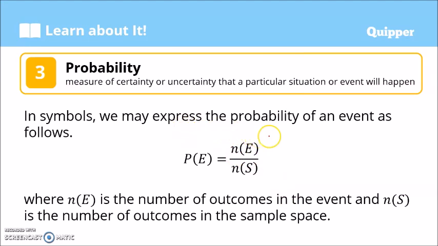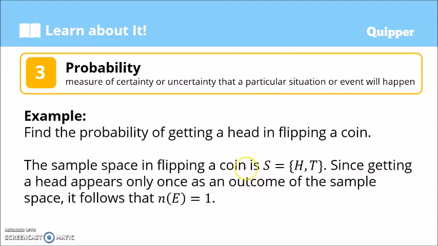In symbols, we may express the probability of an event as this one. So we have P of E equals N of E over N of S. Ano pa yan? So P of E, of course, the probability of an event, and N of E is the number of outcomes in the event. And N of S is the number of outcomes in the sample space. Okay? Again, this is for the number of outcomes in the event, and this is the number of outcomes in the sample space.